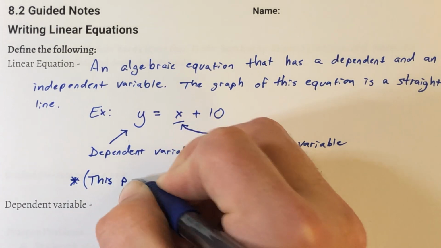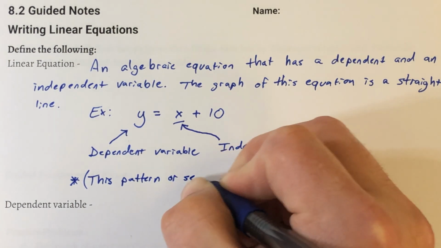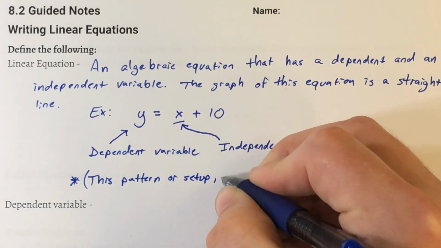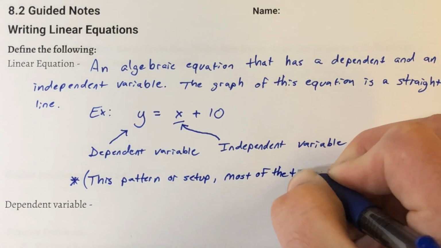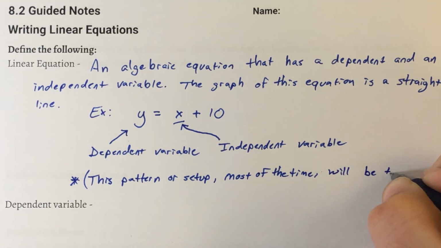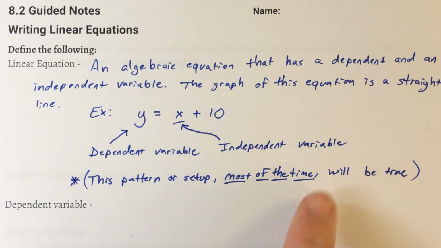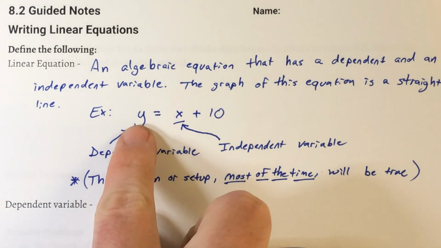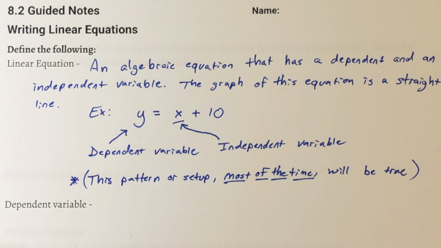This pattern or setup most of the time will be true. There may be the occasional time where it doesn't work out like that, but pretty much most of the time, the variable by itself is going to be your dependent variable. The one not is going to be your independent. So that's a good pattern to go by, or a good rule to go by.